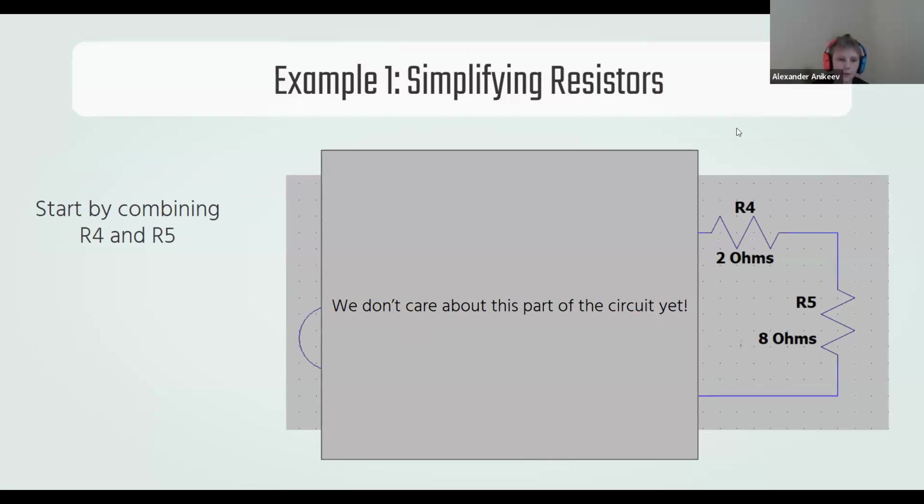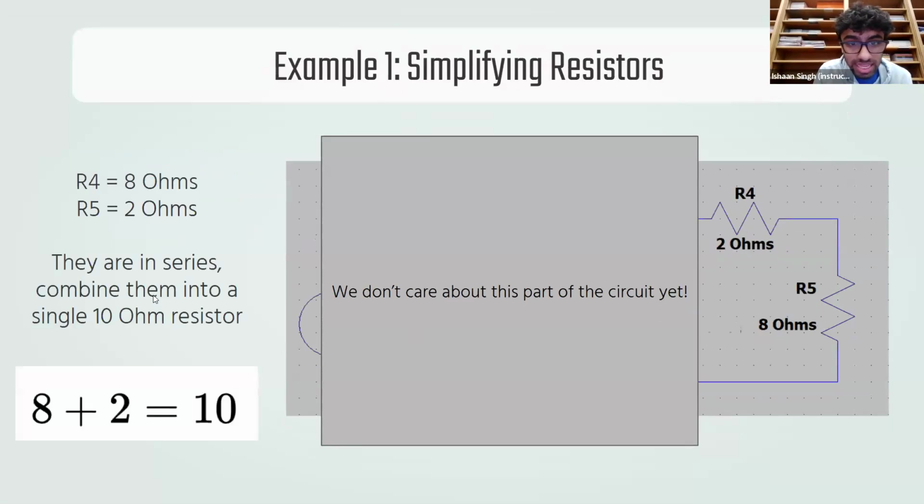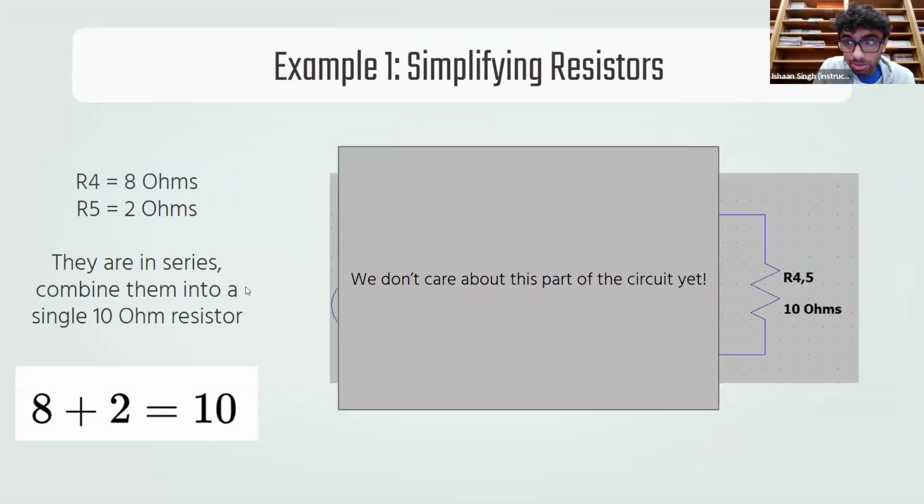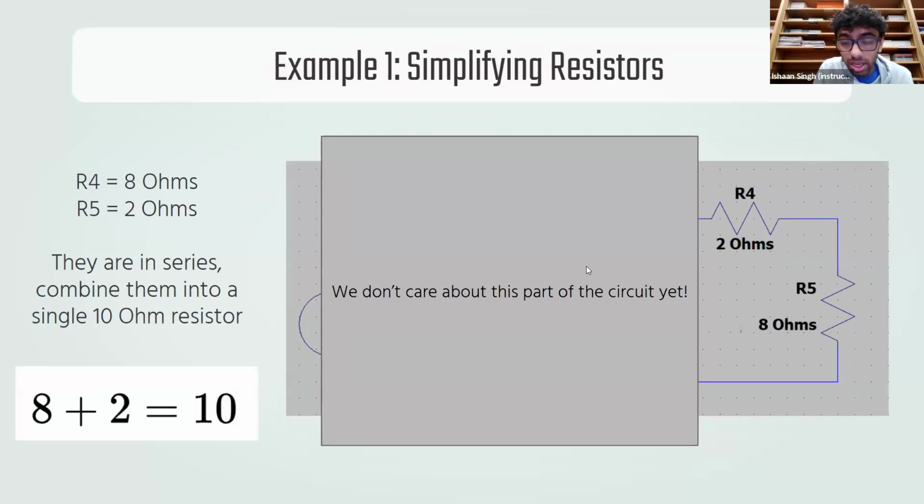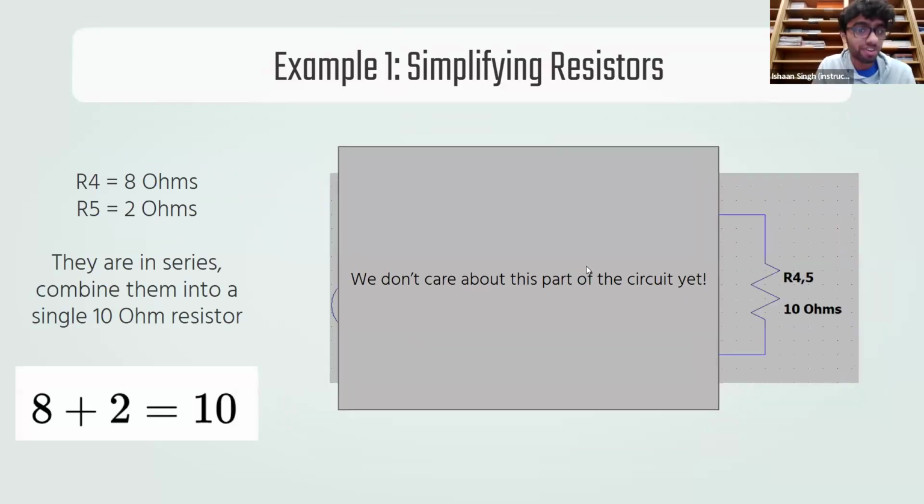Add them together. Yeah, okay, so we do that. They're in series, so we add the resistances. 8 plus 2 equals 10. So we just replace those two resistors with a single resistor. We're going to call it R45, which has a resistance of 10 ohms.